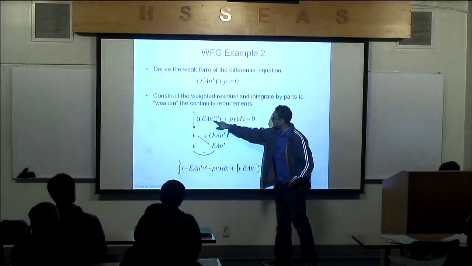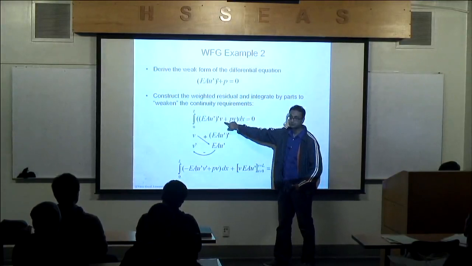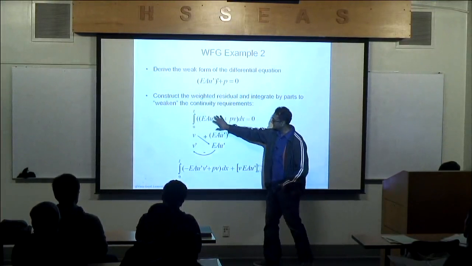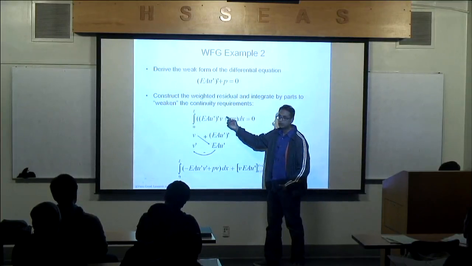I multiply by V, a weight function, V. This one has no derivatives, right? Don't worry about that one. This one has derivatives. I'll bring 1 over. If I have 2 of them, split it in half. If I have 6 of them, put 3 over. In this case, I have only 2. I put 1 over on this side.